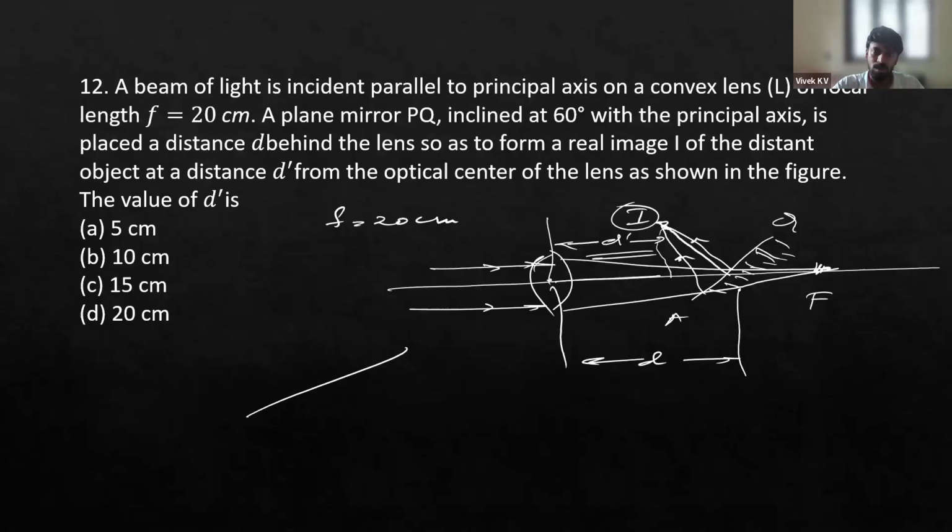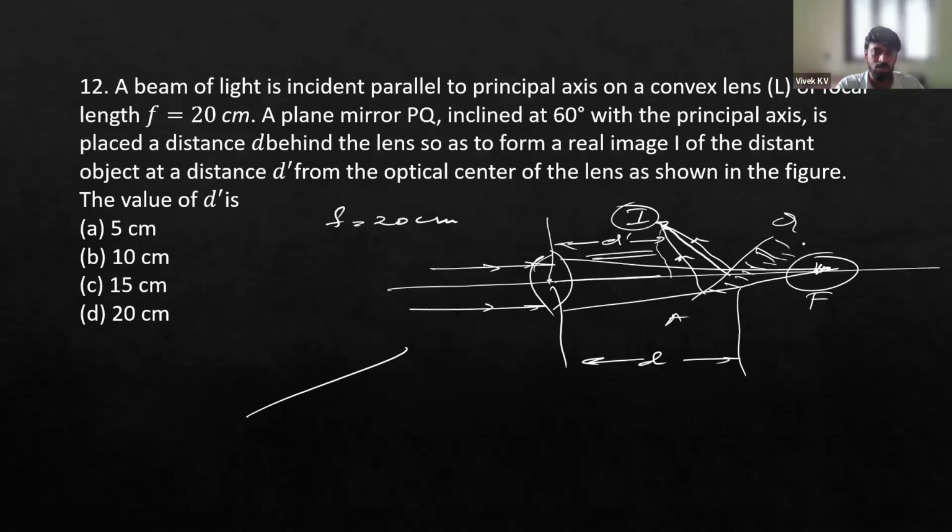Okay, so here also we are going to get the real image because of the convex lens d, and of this real image we are getting a virtual image, and of this we are getting a real image at f. So using geometry we have to calculate the distance between the mirror and the lens. First of all, we have to use the lens formula in order to calculate.